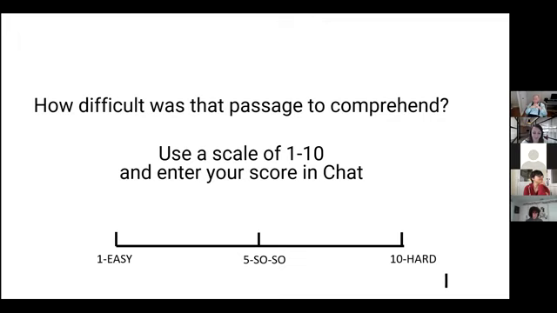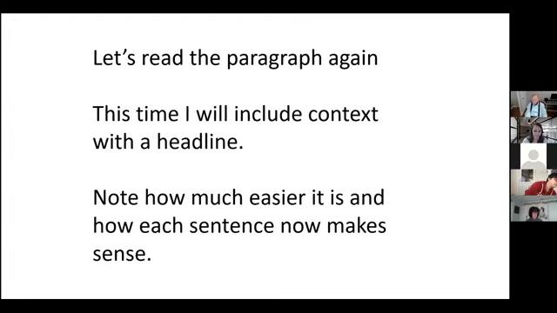Let me make it clear to you, the passage is actually extremely simple. The only problem was that it was designed by a researcher so that you wouldn't realize that you understood it, so you didn't relate it to the existing information. So what I'm going to do now is show it to you again and let you read it. This time I'm going to put a headline on the paragraph, and notice how much easier and less effort it is and how every single sentence in there makes sense.